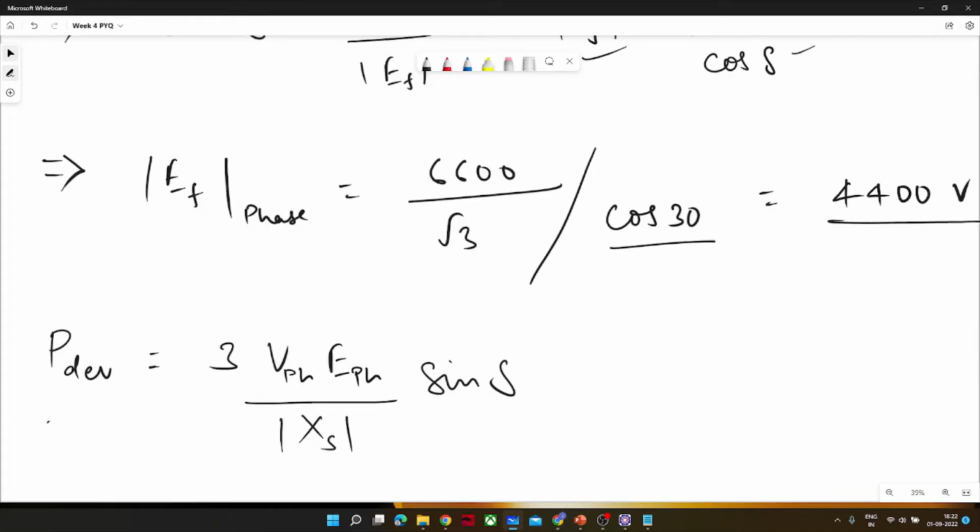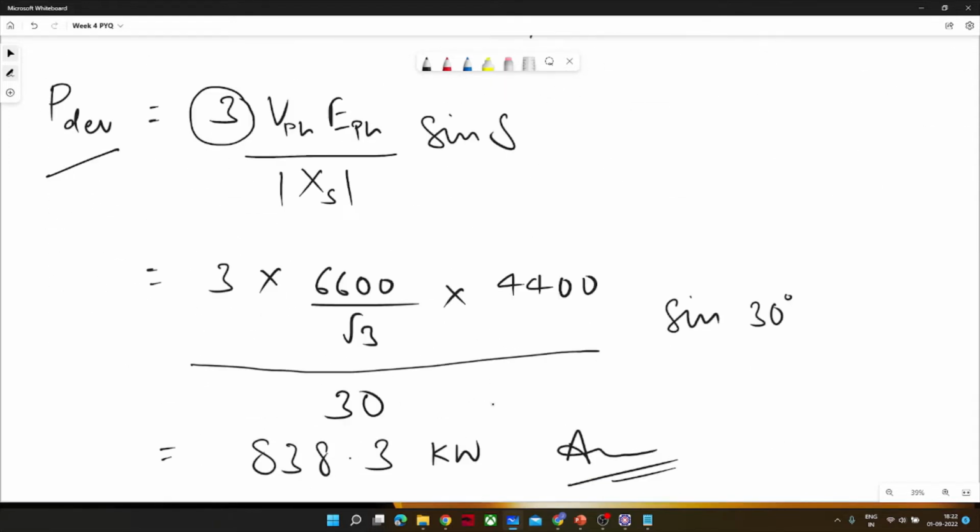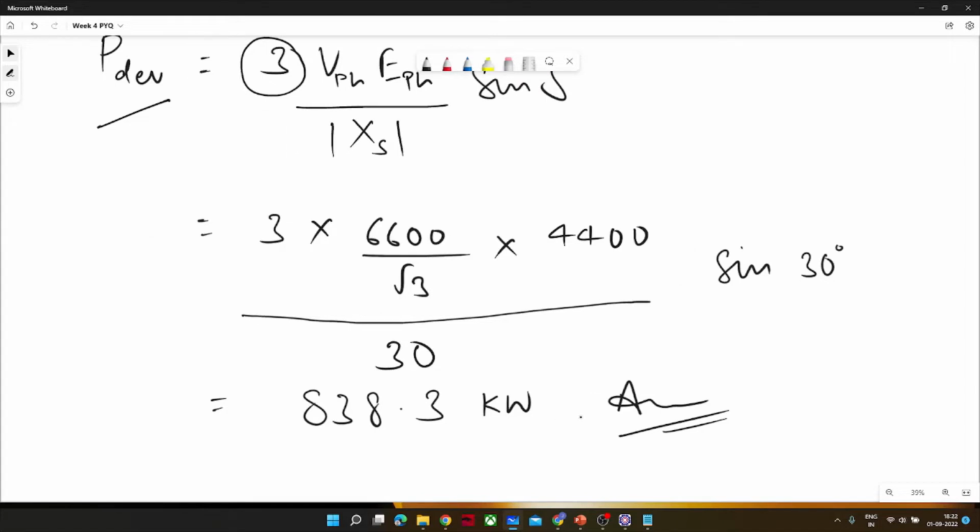Now to calculate the developed power, we should always remember to multiply by a factor of three because it is a three phase system. If you do not want to worry about the factor of three, you should take the line value of all the terms. But it is better you break into phase components and proceed. So here I multiply three times V phase E phase by XS sine delta, and I did that mathematical calculation, and I get 838.3 kilowatt of developed power in the motor.